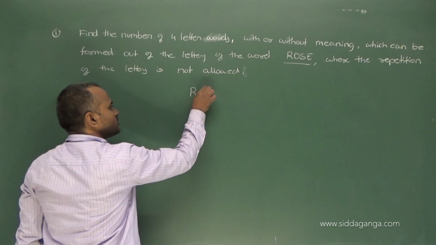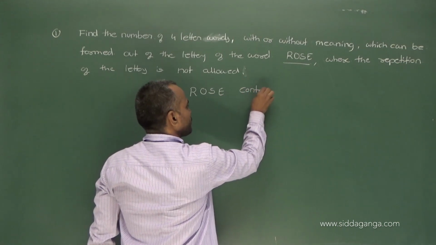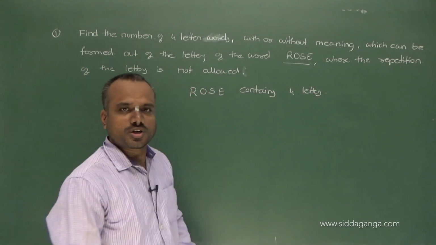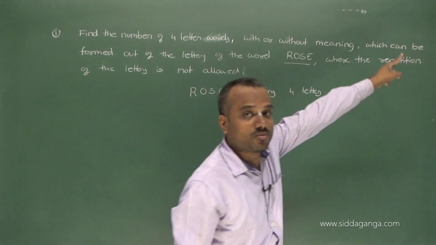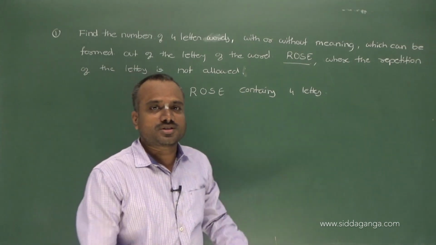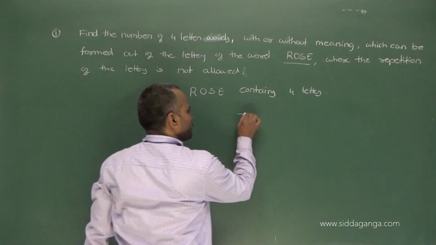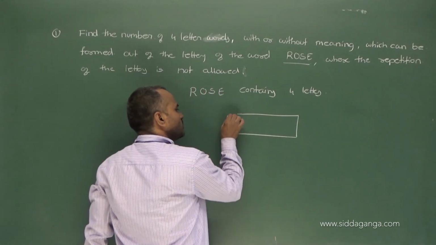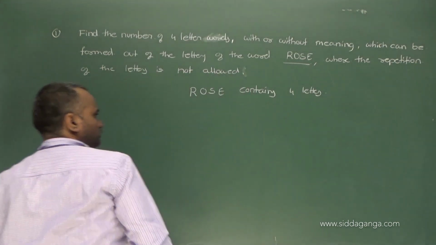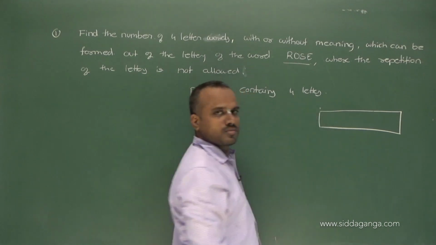He has given rose. Rose contains 4 letters. Correct? Rose contains how many letters? 4 letters. One more condition: repetition of the letter is not allowed. So how many letters? 4 letters. We write 4 boxes.